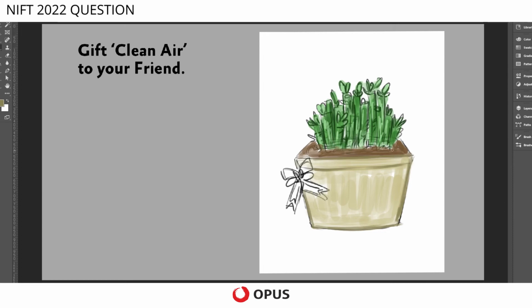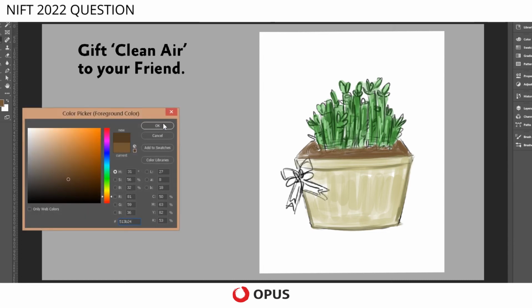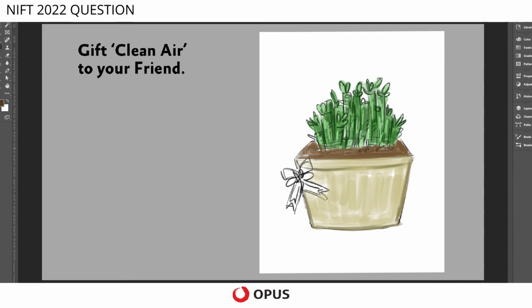Then you can add the soil here and some amount of darkness to bring out that rough texture of the soil, to show that the plant is embedded inside it.